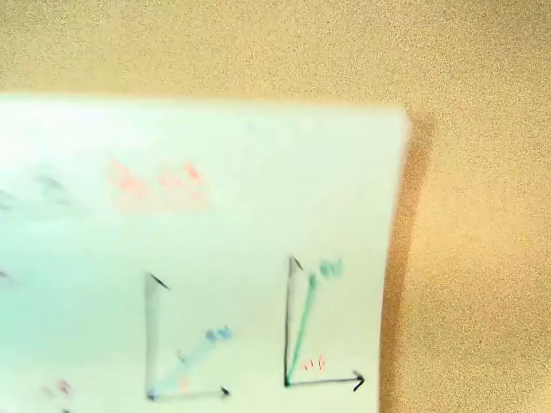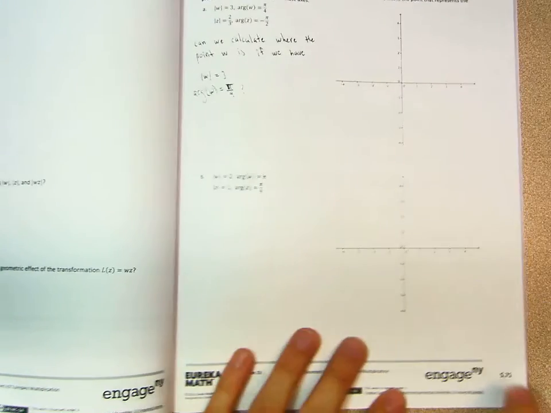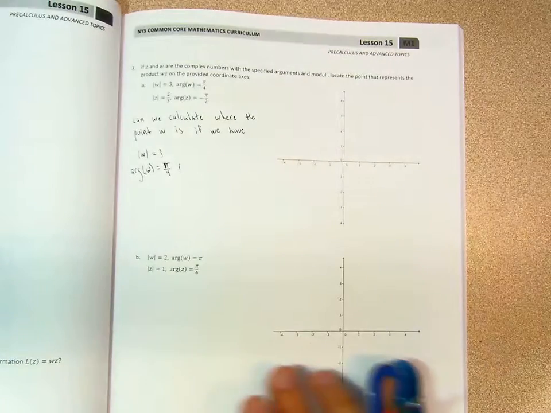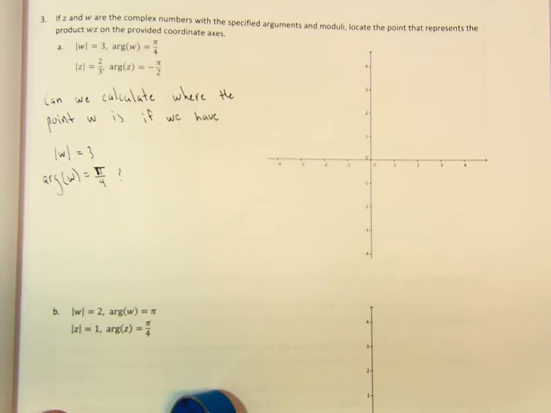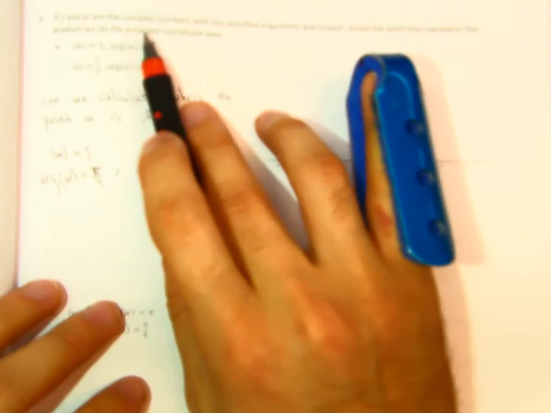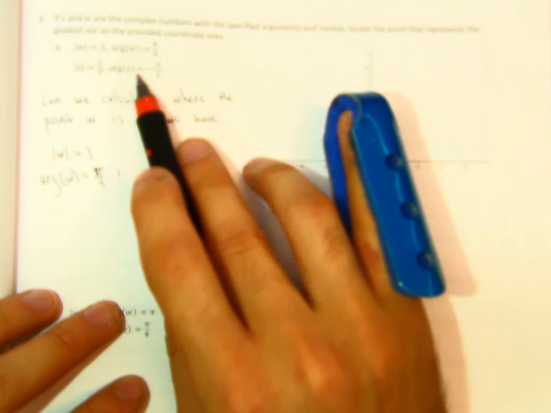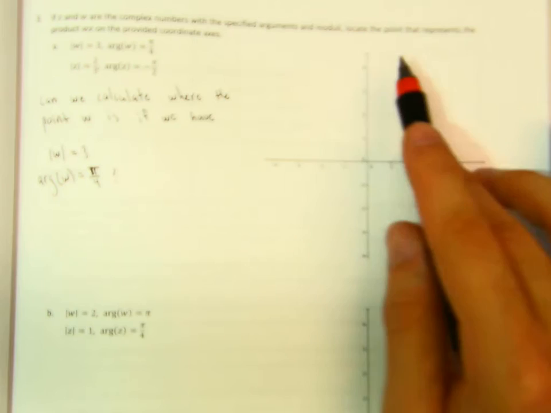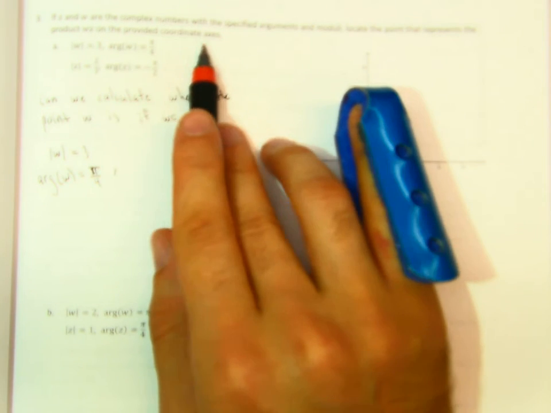So everybody take out your orange book and please go to S.71, and we should be on this page over here. Let's look at number 3. Here it's saying, imagine Z and W are complex numbers with specified arguments. The argument here is the amount of rotation, and the modulus is the distance from the point to the origin. Locate the point that represents the product WZ on the provided axes.